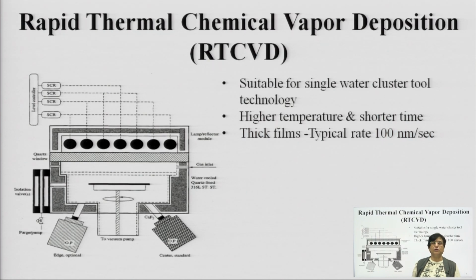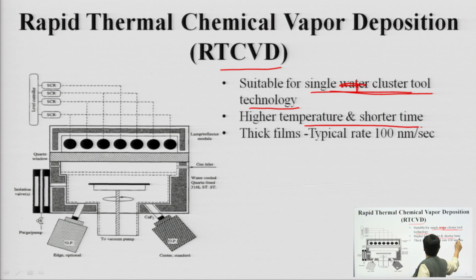Here there is another method, an improvised version of it, where you have rapid thermal chemical vapor deposition, or RTCVD. It is suitable for single wafer cluster tool technology. You can have single wafers, high temperature and shorter duration, thick films can be deposited, and the deposition rate can typically be 100 nanometer per second.